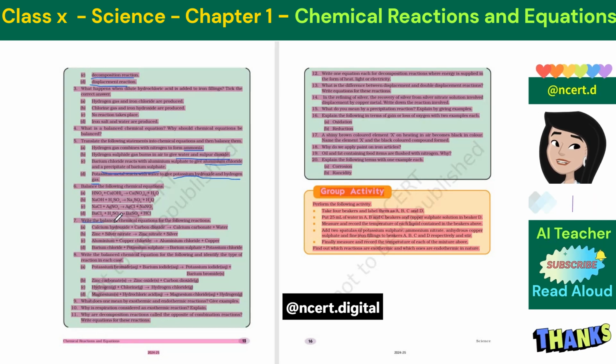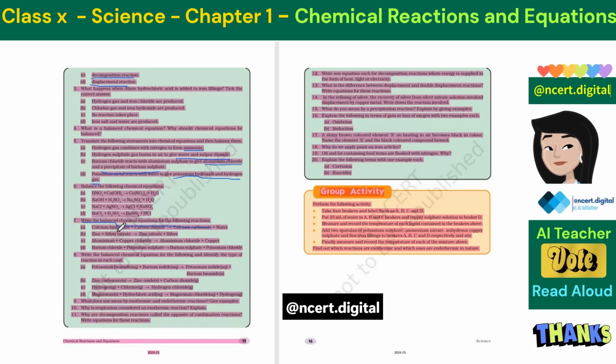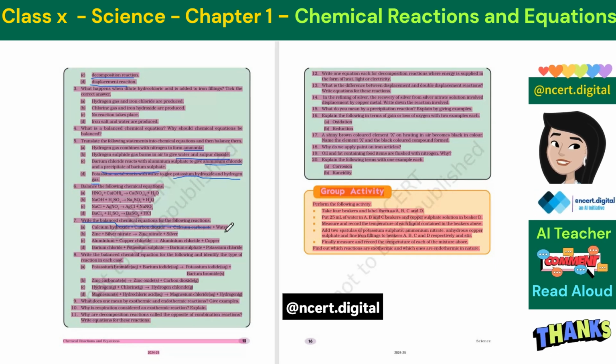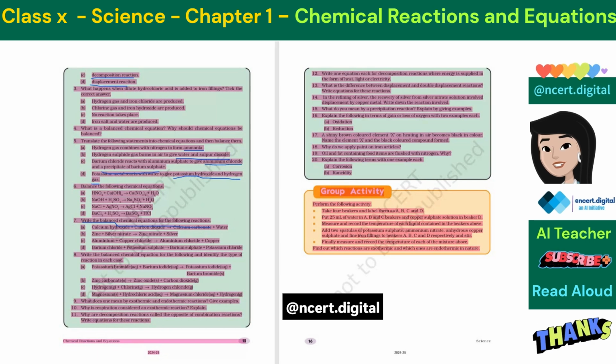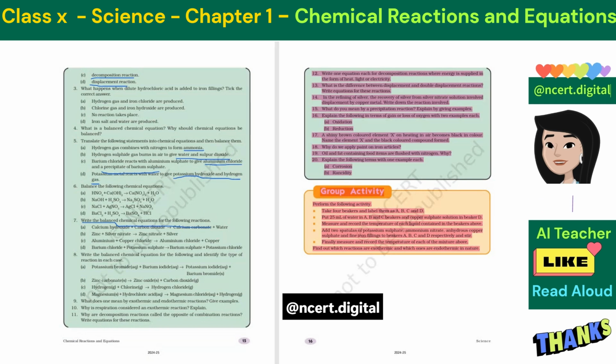7. Write the balanced chemical equations for the following reactions. A. Calcium hydroxide + carbon dioxide → calcium carbonate + water. B. Zinc + silver nitrate → zinc nitrate + silver. C. Aluminium + copper chloride → aluminium chloride + copper.